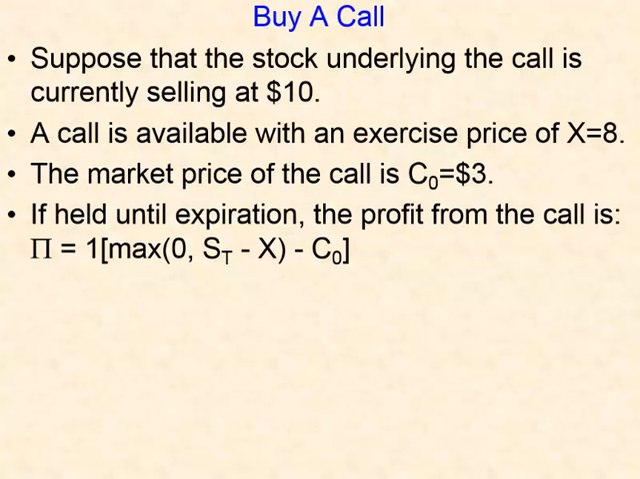If we hold this call until expiration, the profit from the call is given by the following equation. Our profit is equal to the number of calls in our position. We're buying a call, so we'll set n equal to +1. We multiply that by the intrinsic value of our call at expiration, and we subtract the call premium.